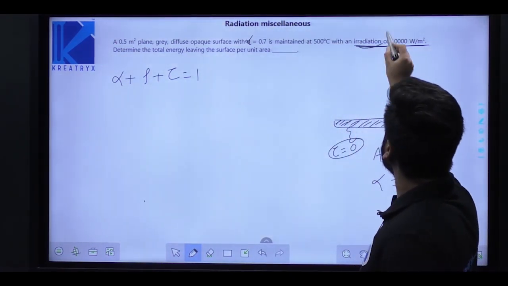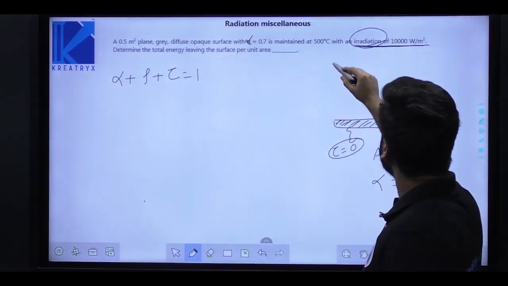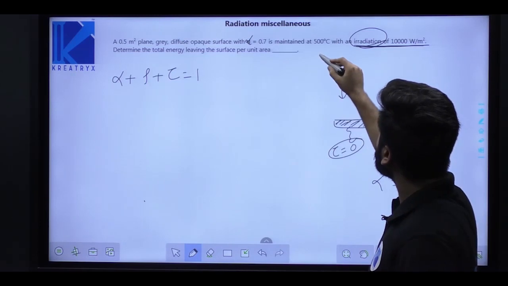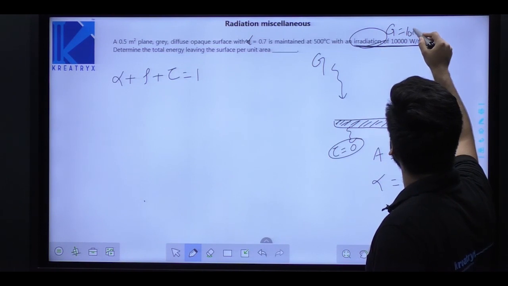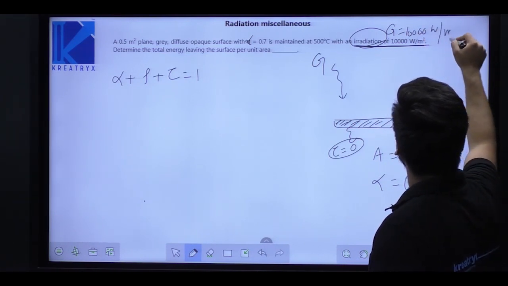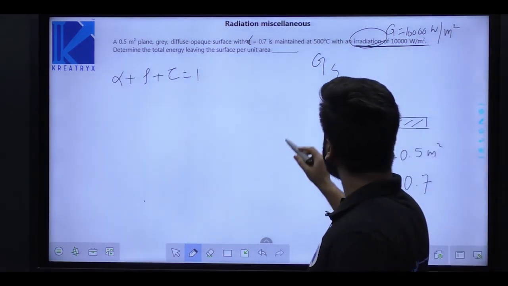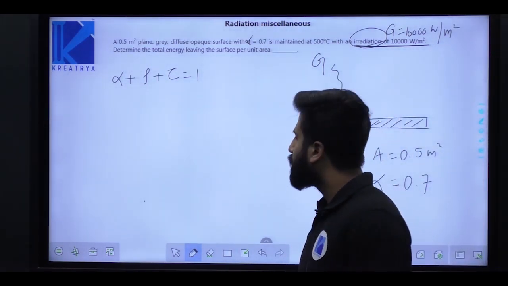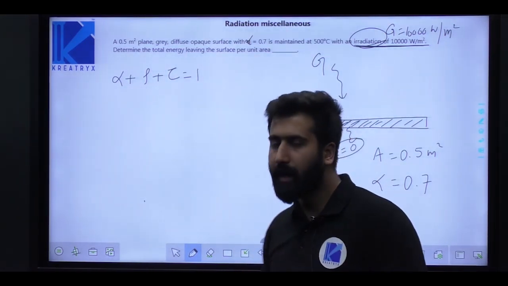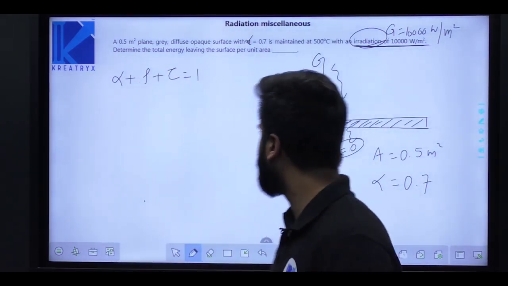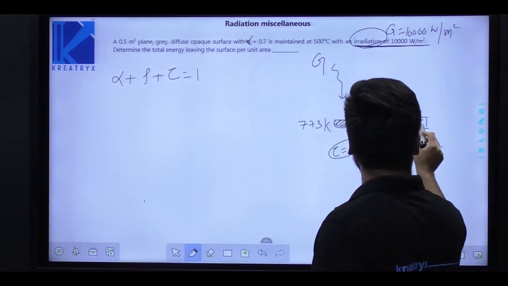So the irradiation, what is irradiation? The energy falling on that surface. This is 10,000 watt per meter square, represented by G. And this body is at a temperature of 500 degrees Celsius, that is 500 plus 273, that is 773 Kelvin. You have to take temperatures in Kelvin in radiation. Always remember this. So this body is at 773 Kelvin.